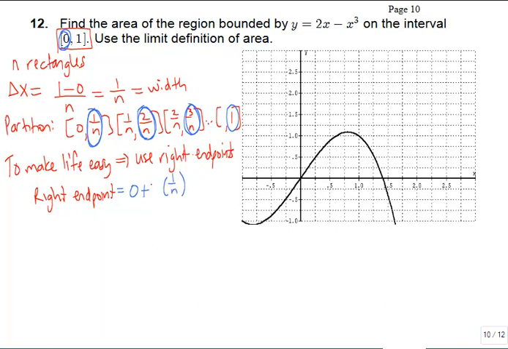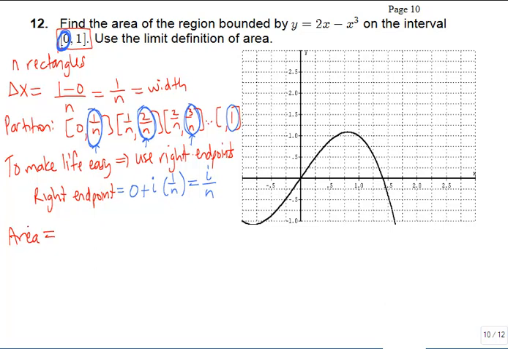So here's the formula. Our width is 1 over n, and I want to go over i of them for each rectangle. So when i is 1, I'll get this. When i is 2, I'll get this. When i is 3, I'll get this, and so forth. So your right endpoint formula will be whatever this leftmost starting point is, most of the time it's 0 but not always, plus i times whatever your width is. Okay? Once you know that, and I'm just going to simplify this to i over n, now we can write out what our sum is going to be for our area.